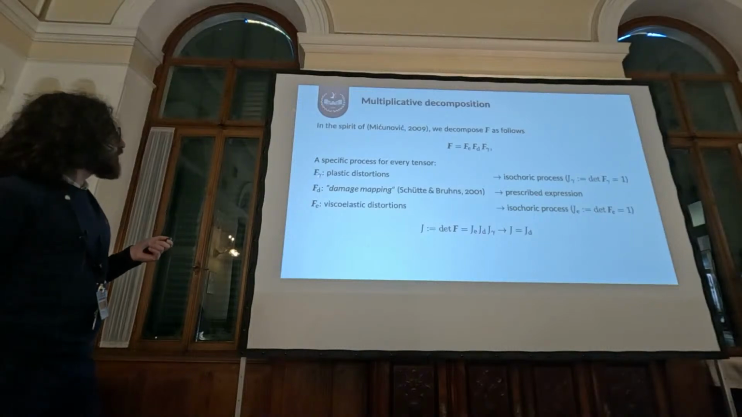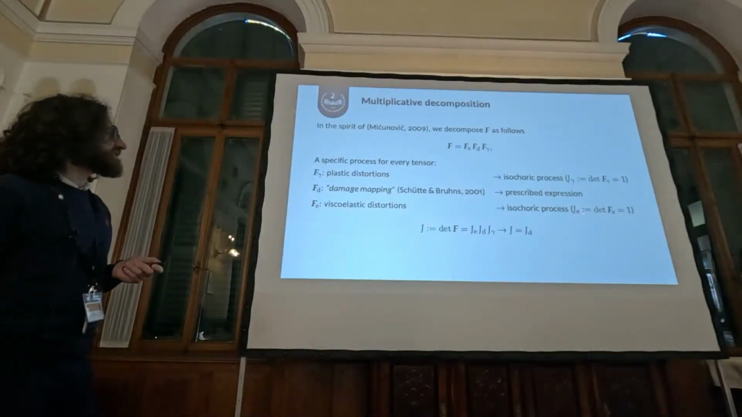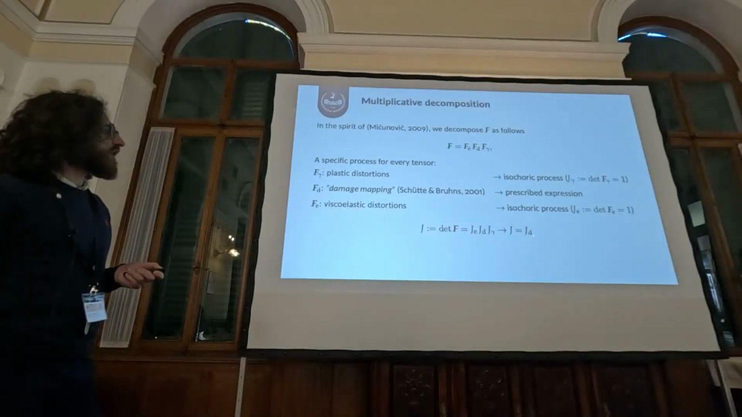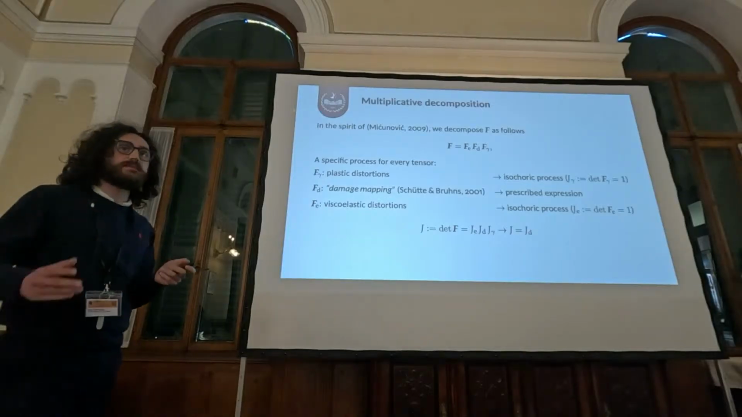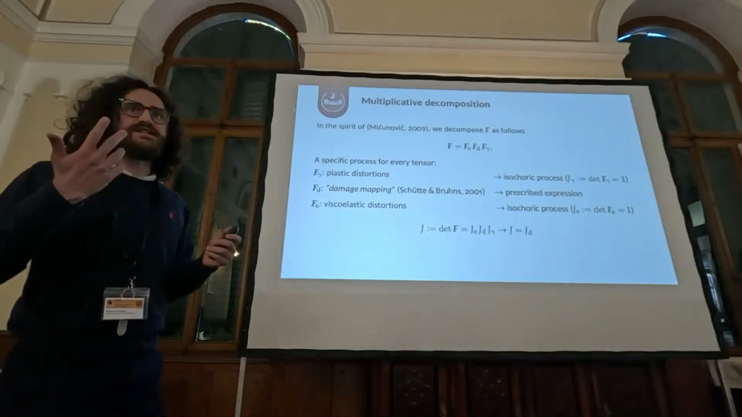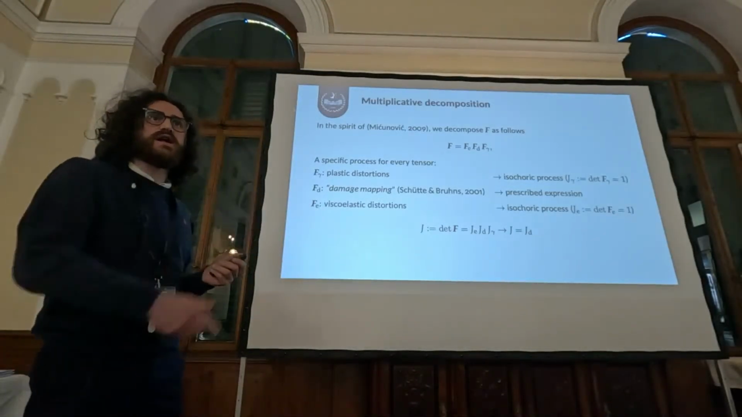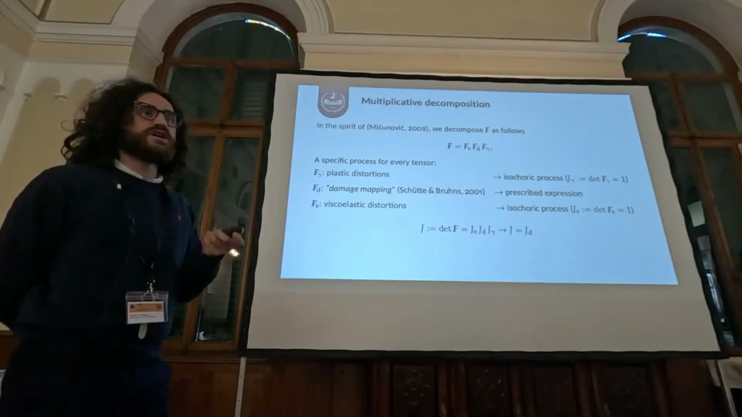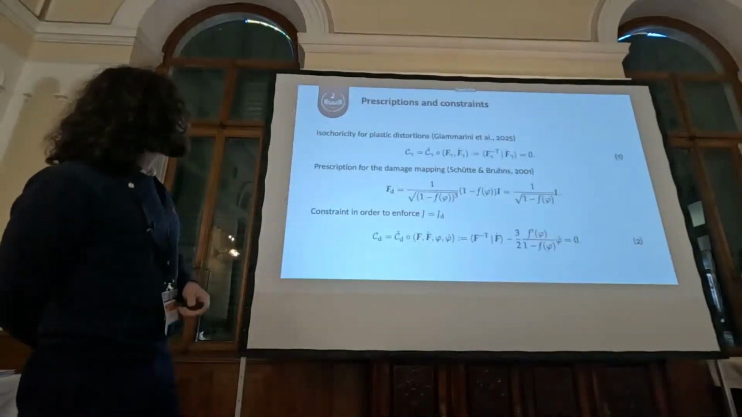So this kind of assumption yields the final equation in the slides, and that is J equal to JD. This means that the determinant of the deformation gradient tensor will be equal to the determinant of the damage mapping. So the only volumetric process that is going on in our framework is the one related to the damage process.